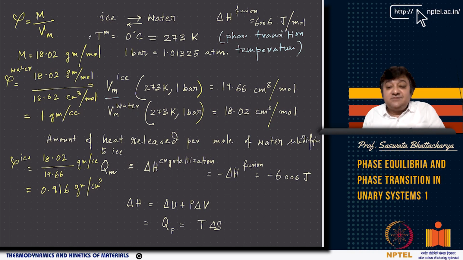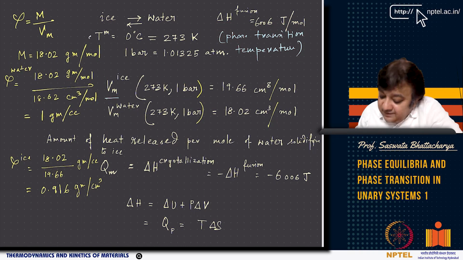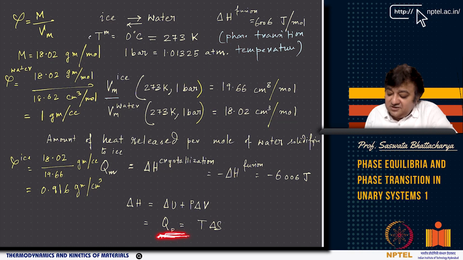Now the amount of heat released per mole of water when water solidifies to ice is given by delta H crystallization, which is the negative of delta H fusion. Delta H fusion is 6006 joules per mole, so delta H crystallization is minus 6006 joules per mole. Now delta H is delta U plus P delta V, which is nothing but QP, the heat transfer at constant pressure, right? Heat input to the system at constant pressure, which is equal to T delta S.